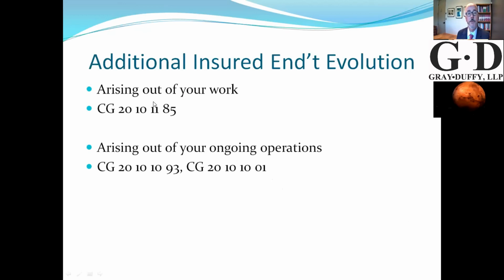Lastly, I was just going to quickly run through additional insured endorsements, how they've evolved in the coverage for your work or ongoing operation situation, just to see how this works out over the course of time. So we have CG 2010-1185, coverage arising out of your work. Then in 1993, they changed it to provide coverage for your ongoing operations arising out of your work or arising out of your ongoing operations in CG 2010-1093 and 2010-1001, the 2001 form and the 1993 form.